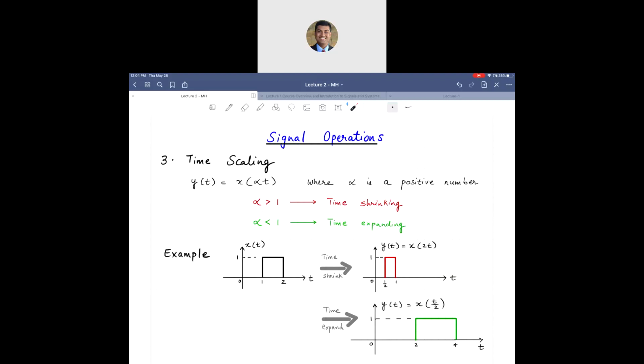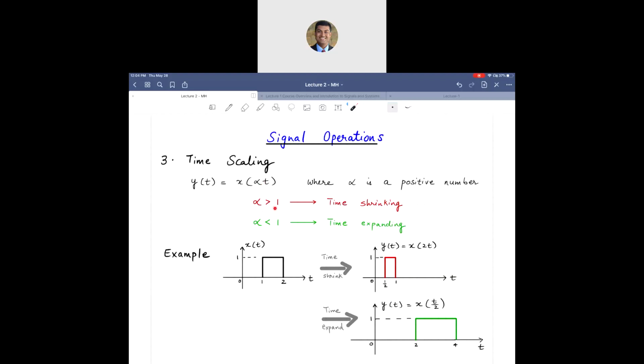The third signal operation is the time scaling operation. y of t is represented as a time scaled version of x of t. In this case, you have x of alpha t, where alpha is a positive number. Alpha can be greater than 1, alpha can be less than 1. Well, if alpha is negative, then we go back to that time reversal situation. So we are focusing only on alpha positive so that we talk about time scaling separate from time flipping, which we have already addressed in the second signal operation.